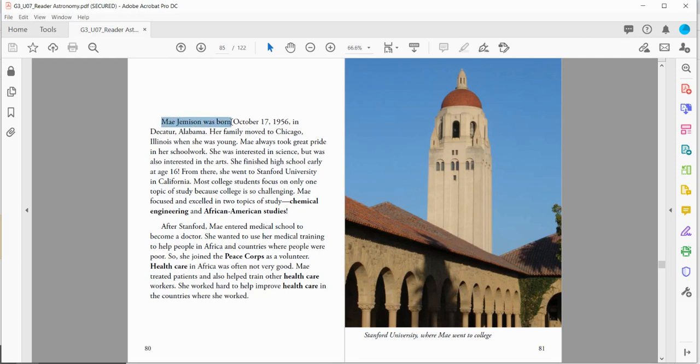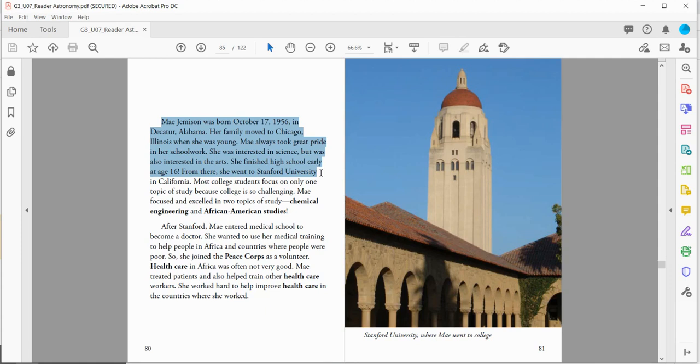Mae Jemison was born October 17, 1956 in Decatur, Alabama. Her family moved to Chicago, Illinois when she was young. Mae always took great pride in her schoolwork. She was interested in science, but was also interested in the arts. She finished high school early at the age of 16.